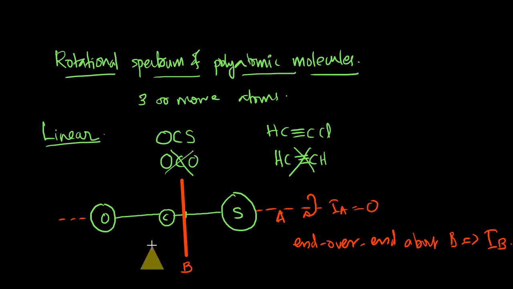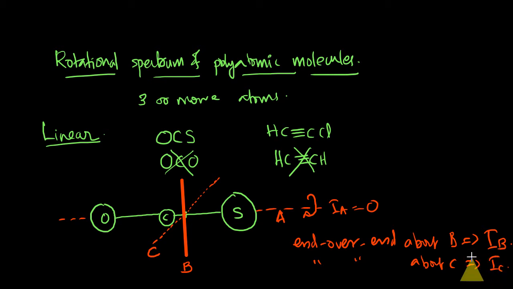Now I can consider another axis, passing through the center of gravity and perpendicular to both the B axis and the A axis. Let me call this the C axis. You can see that it is perpendicular to the plane of the board. So if the molecule is rotated about C, it will rotate in the plane of the board itself. That is also an end-over-end rotation, and the moment of inertia corresponding to that is IC.